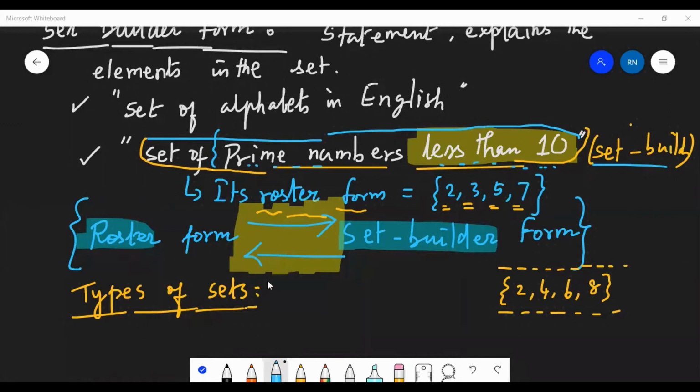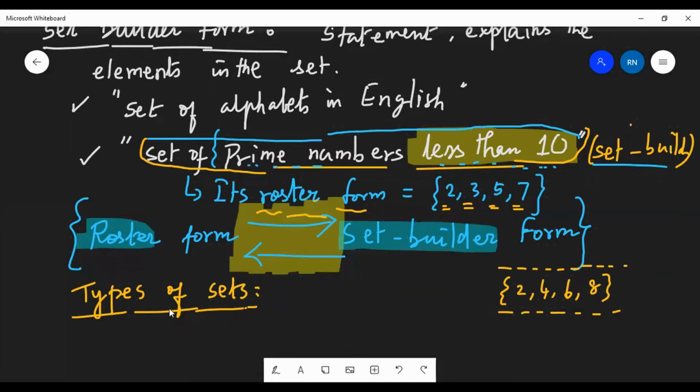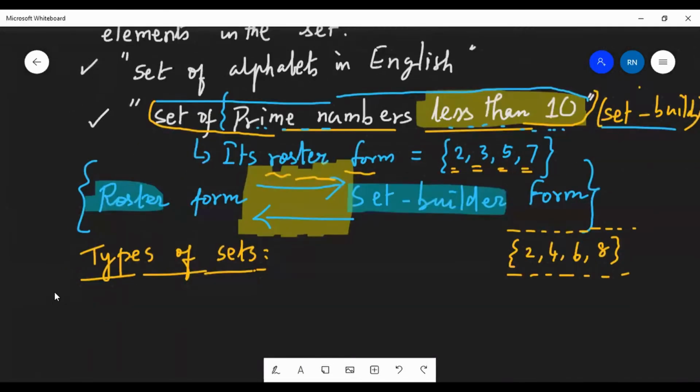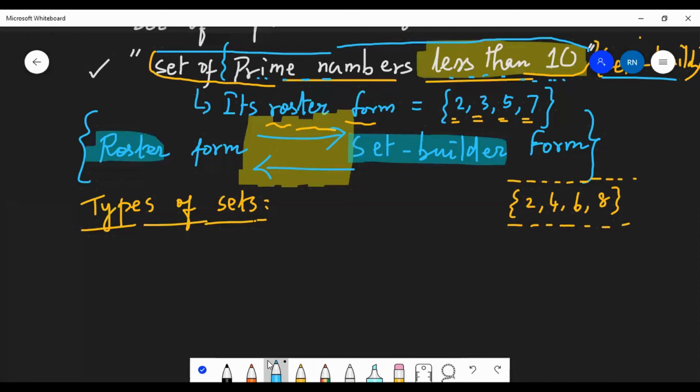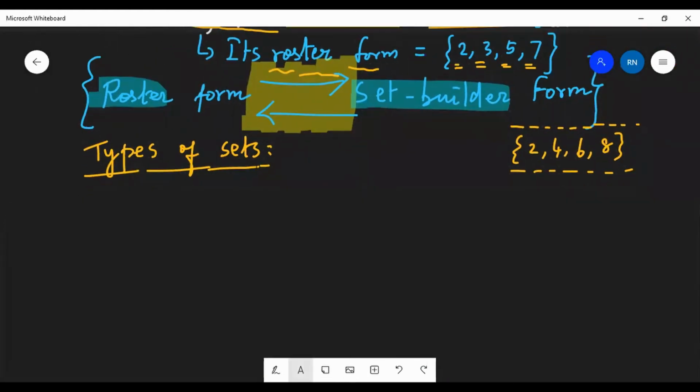Wait a little. What will happen when we go to the exercise and start writing, answering questions, will give you a nice experience and you will have better clarity of converting roster to set builder, and set builder to roster. So before going to the exercise, certain mandatory things I would like to do.